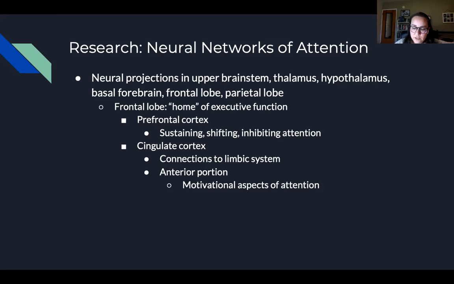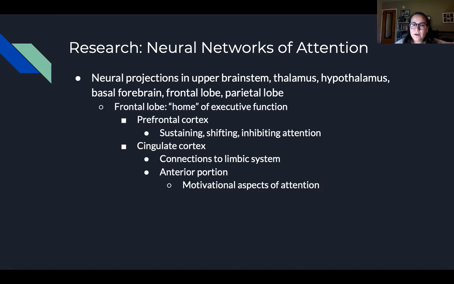And also helps direct our eye movements, and that's in conjunction with some other structures we'll talk about briefly. And then another part of the brain that's near the frontal lobe is called the cingulate cortex. This part of the brain has really rich connections with the limbic system.